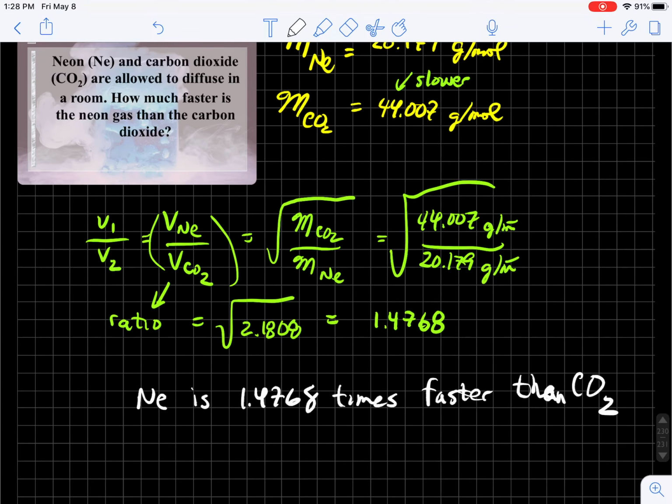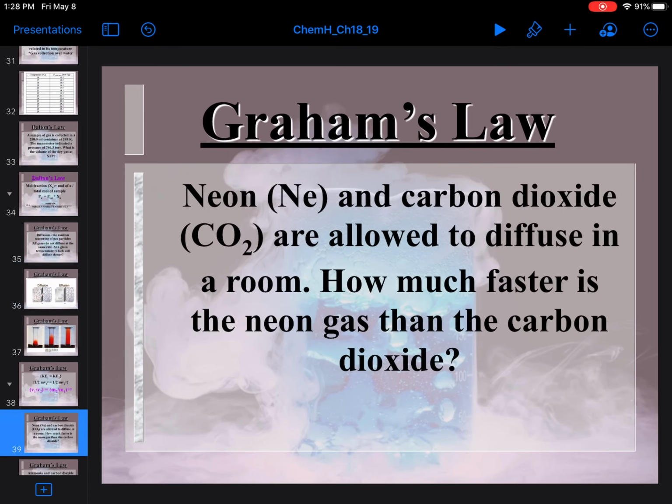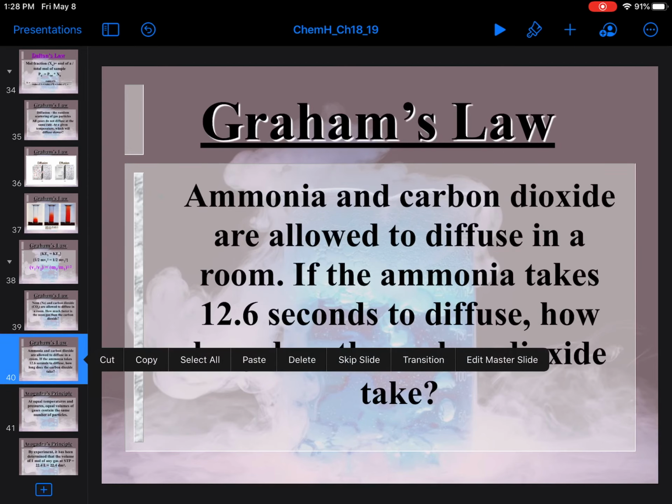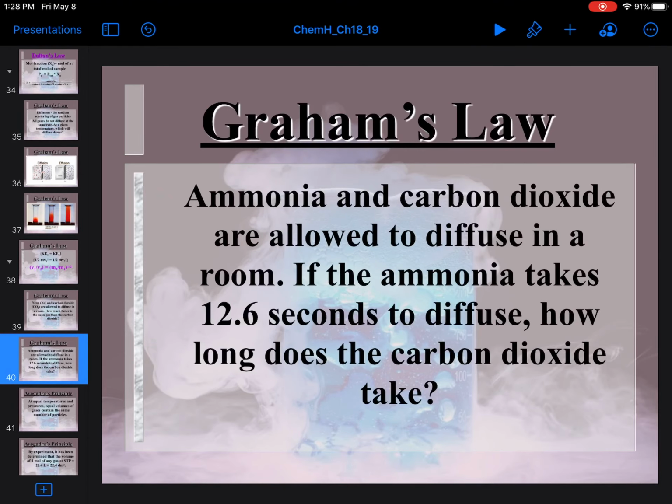The second type of question, they may ask you, how long? How much time does it take? So let's look at the next question. Ammonia and carbon dioxide are allowed to diffuse. The ammonia takes 12.6 seconds. How long does the carbon dioxide take?